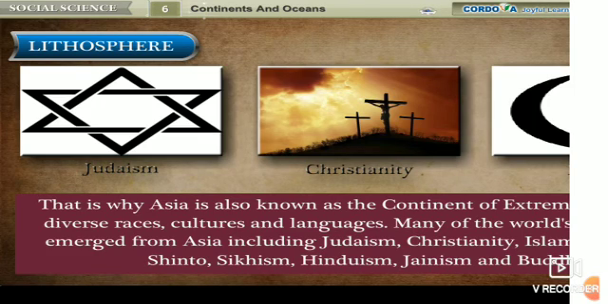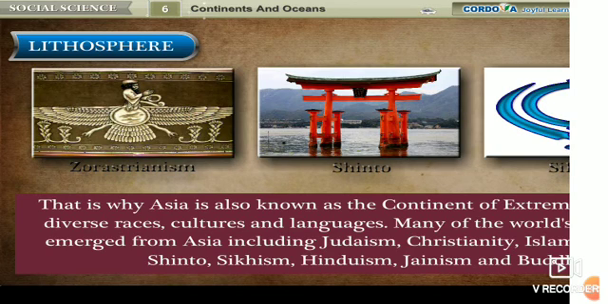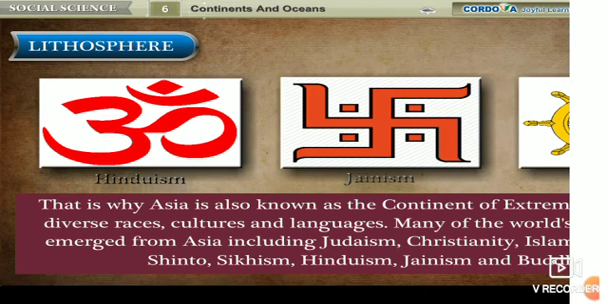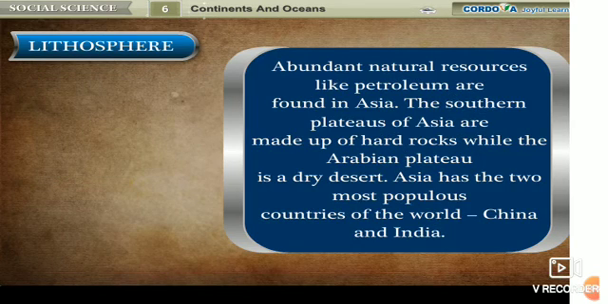Asia is rich in diverse races, cultures, and languages. Many of the world's major religions emerged from Asia, including Judaism, Christianity, Islam, Zoroastrianism, Shinto, Sikhism, Hinduism, Jainism, and Buddhism. Abundant natural resources like petroleum are found in Asia. The southern plateaus of Asia are made up of hard rocks, while the Arabian Plateau is dry desert. Asia has the 2 most populous countries of the world, China and India.